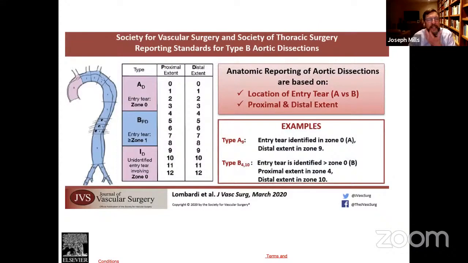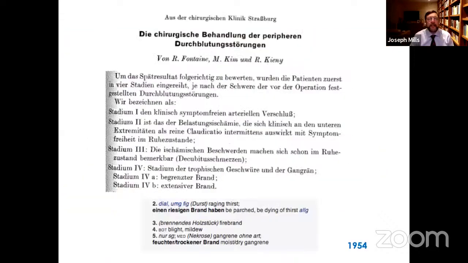So you can see how detailed this is compared to the Diabetico classification, which was basically 1, 2, and 3A and 3B. Now we have 3 types based on the entry tear, 12 types based on proximal extent, and 13 types based on distal extent. So this has become much more complicated now that we have a better understanding of the disease. So let's get to chronic limb-threatening ischemia.